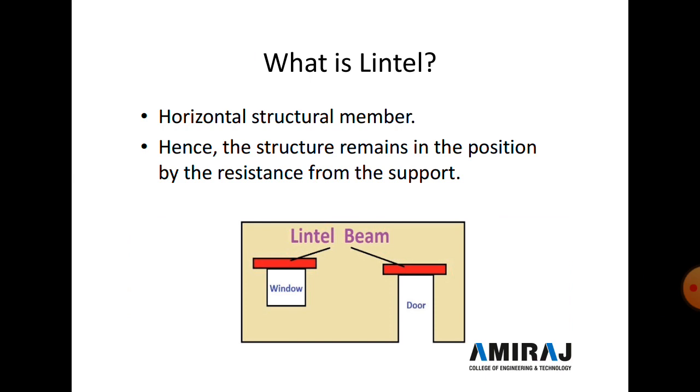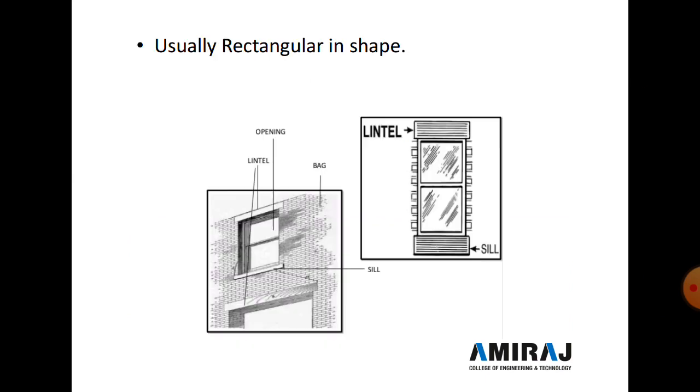Here the lintel beam is shown as a structural member which remains in position by the resistance from the support. Lintels are usually rectangular in shape, the width of which is equal to the width of the wall, and the ends of which are built into the wall.